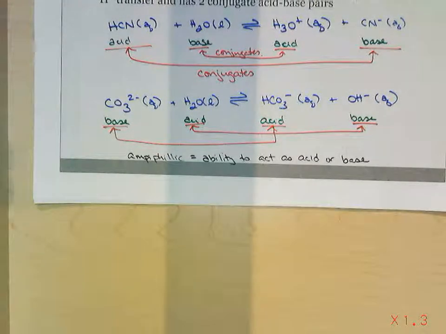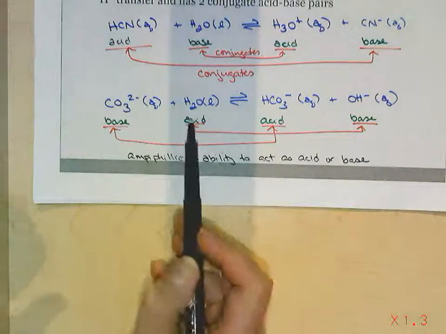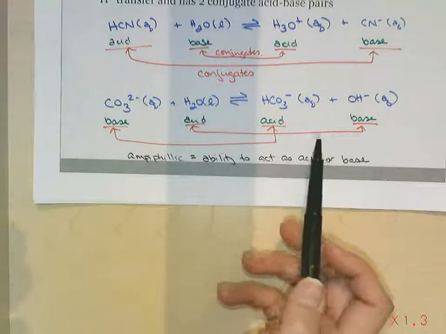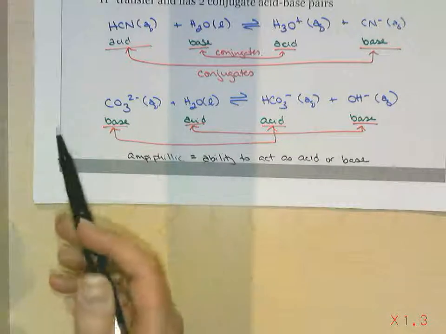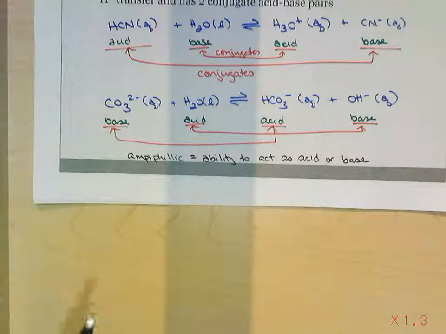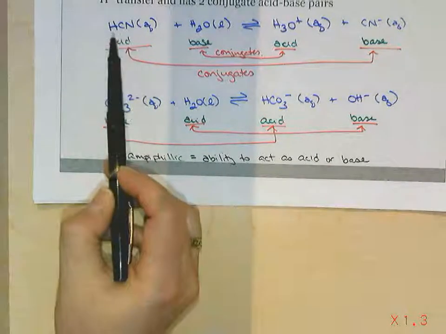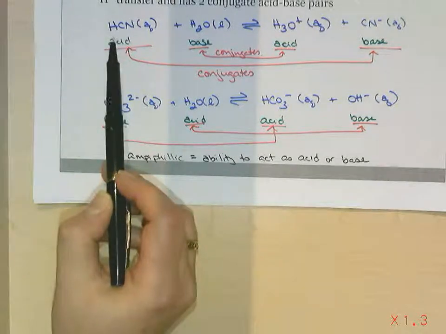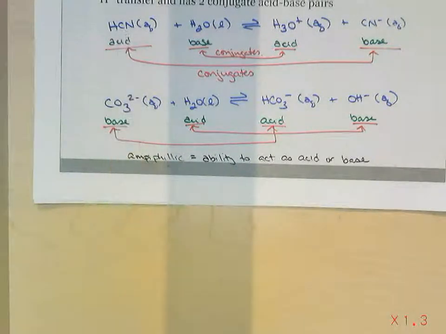So water right now is in the middle. It could either lose a proton, become OH minus, or it could gain a proton, become H3O plus. It's okay with that. But things like hydrocyanic acid can only lose. There's no way for it to gain another proton. That's not possible.